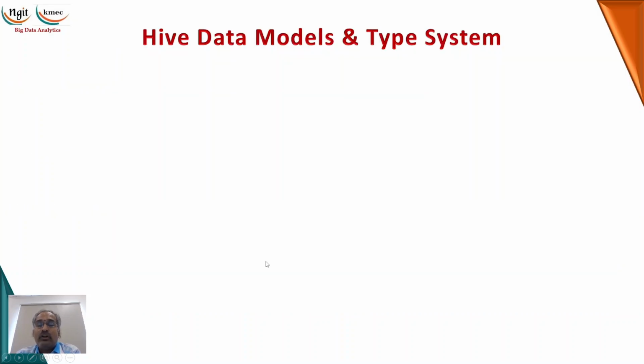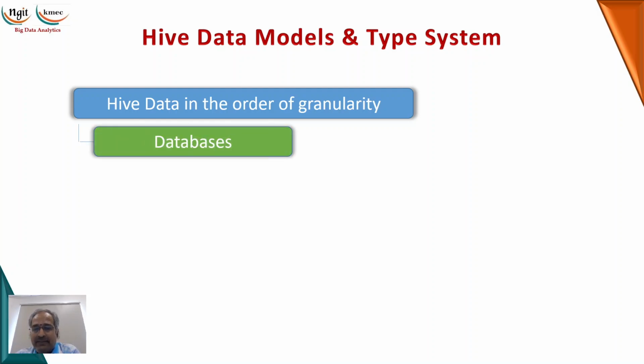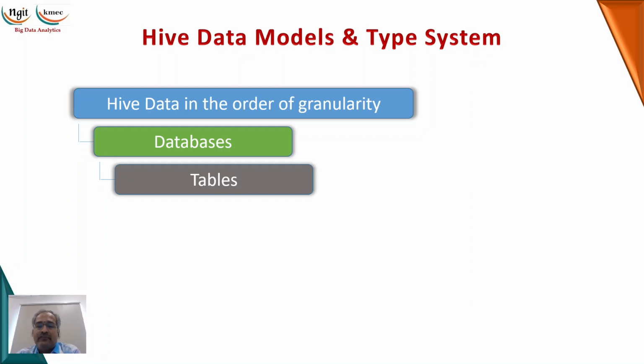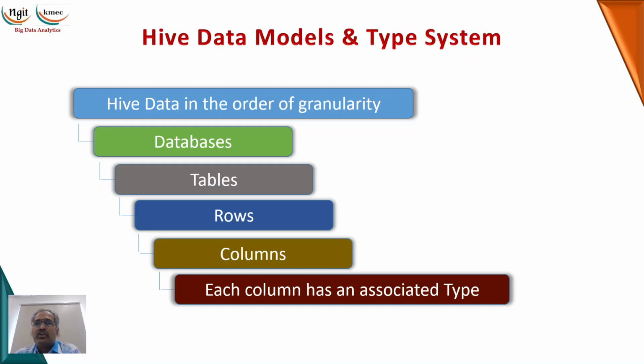Now, Hive data models and what are the types. Hive data is organized in the form of databases, and the databases are having the tables, and the tables are having the rows. Rows are related to particular columns. All the columns will be there, and each column is associated with a particular type. These are the various levels of components available in Hive. We will discuss them one by one, step by step.